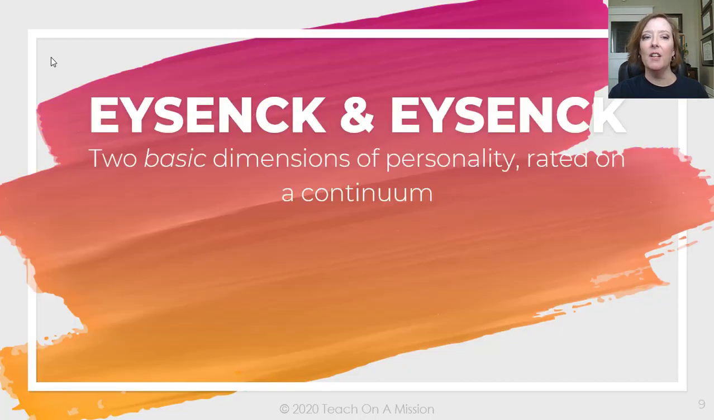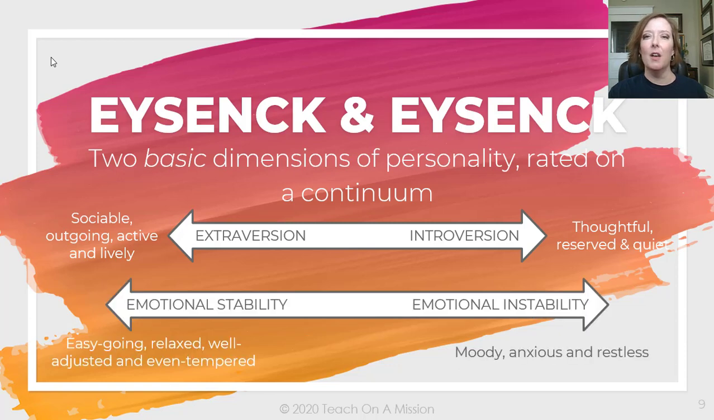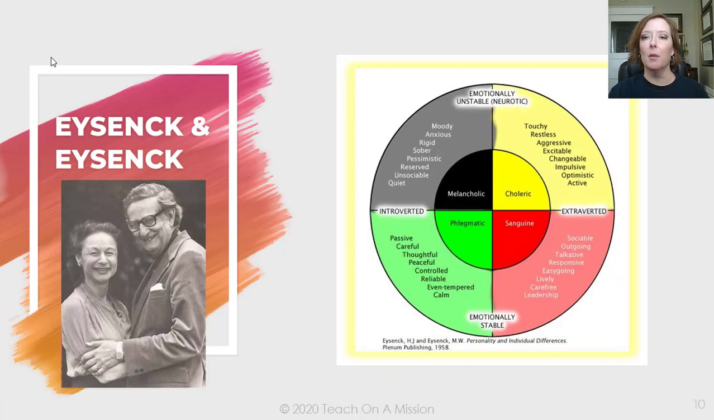Eysenck and Eysenck believe that there are two basic dimensions of personality rated on a continuum, whether someone is extroverted or introverted. And here are some accompanying characteristics of a person's personality, whether they are extroverted or introverted. And then someone's emotional stability, whether they are stable or unstable, also determined what type of characteristics that person displayed. Someone who is considered to be emotionally unstable, this factor was known as being neurotic, or the opposite was emotionally stable. And then you had, again, the introverted or extroverted characteristics.